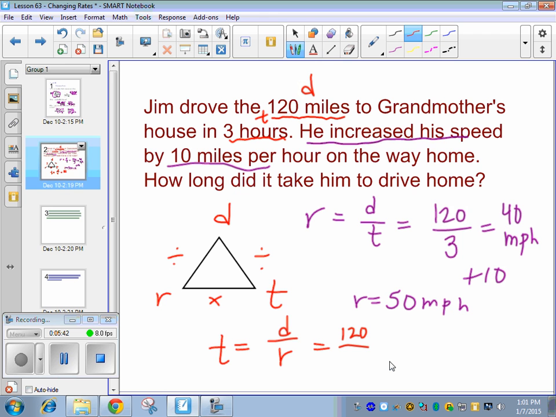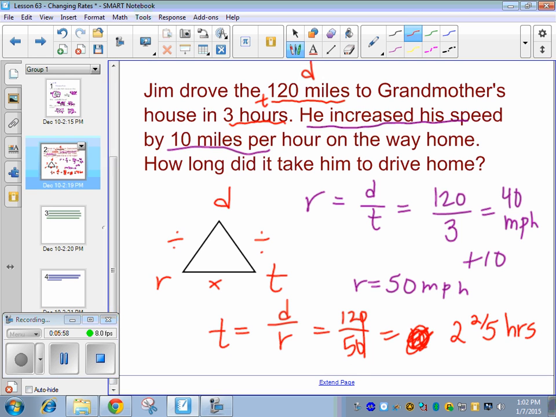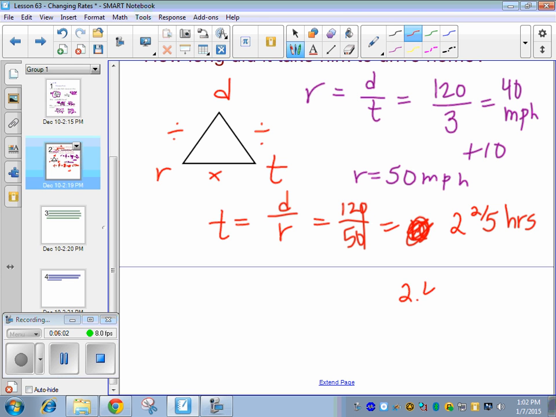But we changed our rate on the way home because we're going 10 miles per hour faster. So now we're going 50, so that's what we plug in for R. Okay, we cancel those and we get 10, just kidding. We get 2 and 2/5 hours. Or if you would like to write that as a decimal, you could put 2.4 hours.